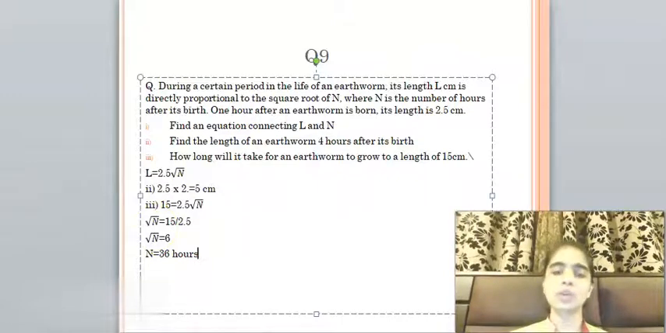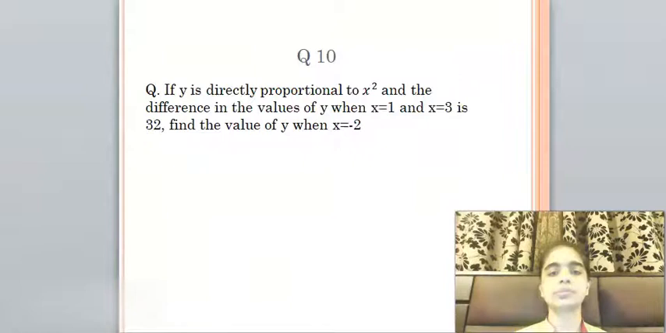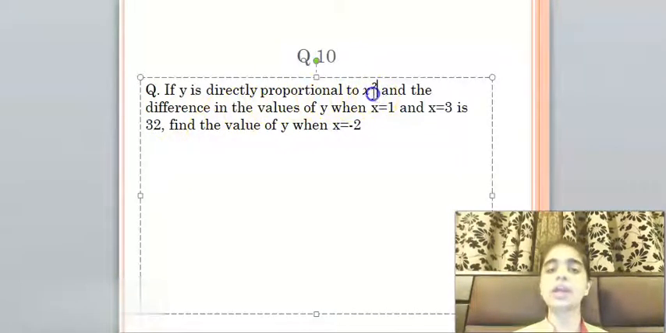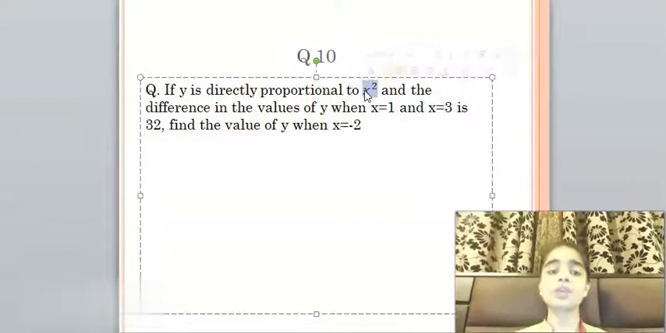Now let's try question number 10. If y is directly proportional to x square and the difference in the values of y when x is equal to 1 and x is equal to 3 is 32, find the value of y when x is equal to minus 2. So, y is directly proportional to x square, so the equation will be y is equal to kx square.